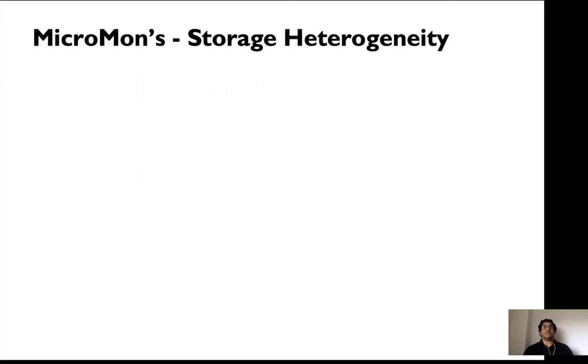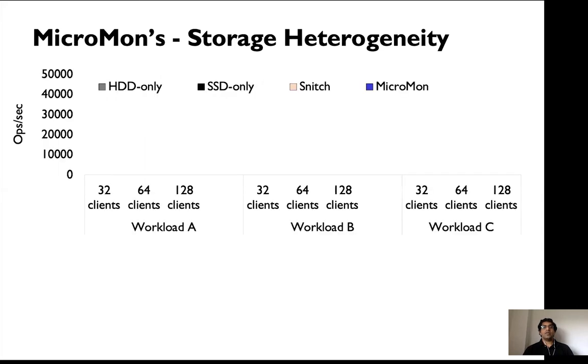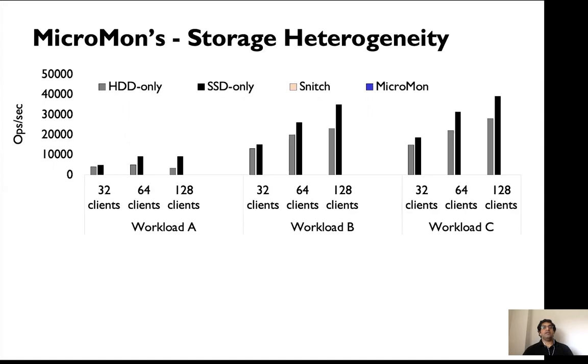So first, to understand if MicroMon can adapt to storage heterogeneity in Cassandra, the x-axis shows different workloads with different client configurations. So 32 clients means there are 32 clients simultaneously making requests. The y-axis shows the throughput in terms of operations per second. First, with the HDD-only configuration, we artificially force the application to send all the requests to replicas in the HDD node. With SSD, it's the optimal case where all the requests are routed to an SSD node. Finally, we also use Snitch, which is unaware of the hardware heterogeneity, specifically the storage heterogeneity, and as a result performs poorly.